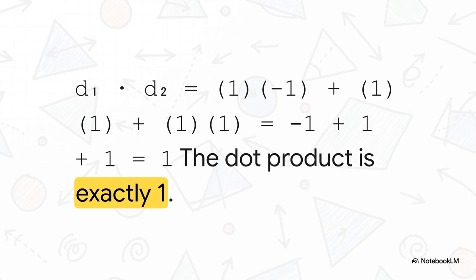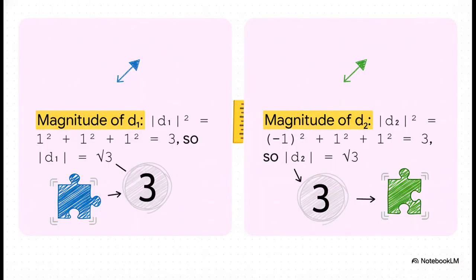Now for step 4, we find their magnitudes using the property that a vector's magnitude squared is just the vector dotted with itself. For D1, we get 1 squared plus 1 squared plus 1 squared. That's 3. For D2, we get negative 1 squared plus 1 squared plus 1 squared, which is also 3. So as you'd expect, the diagonals of a cube have the same length, the square root of 3. And look at that, we now have all the pieces we need for our final step.